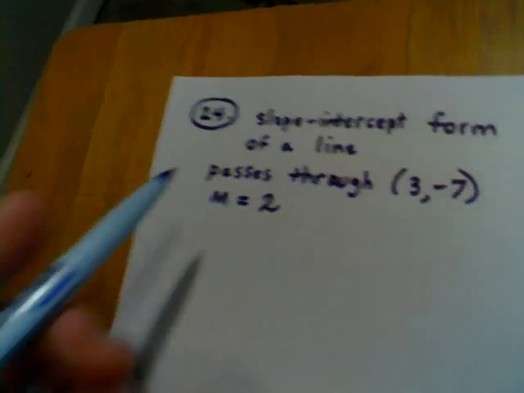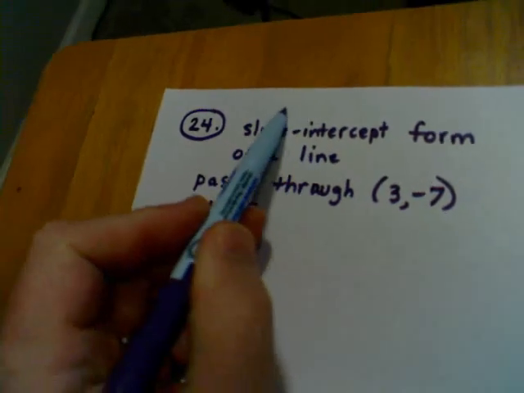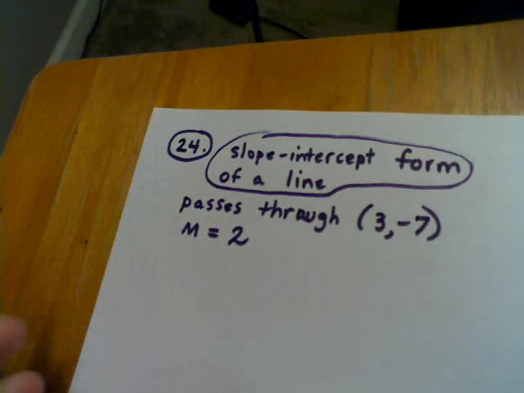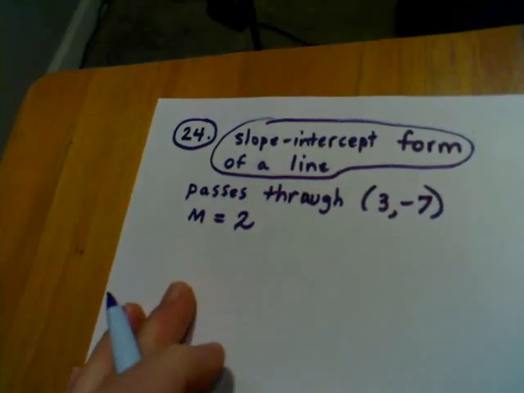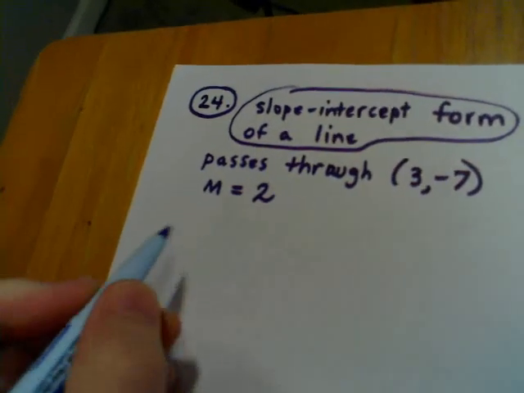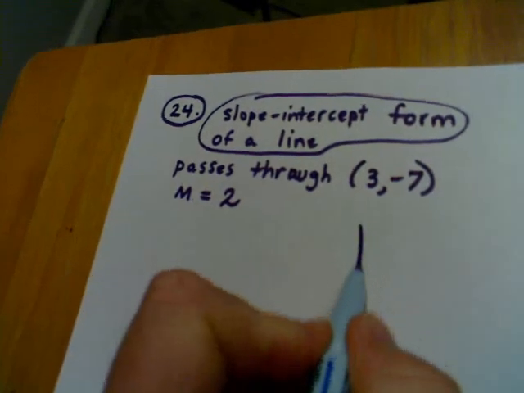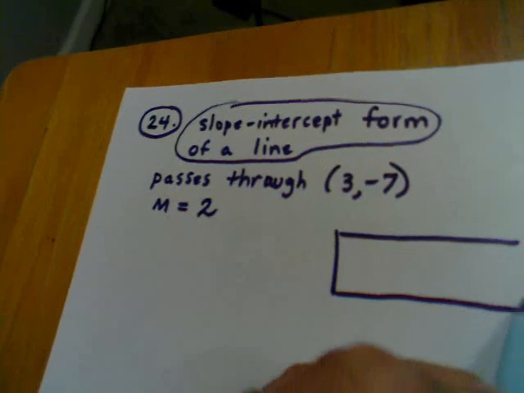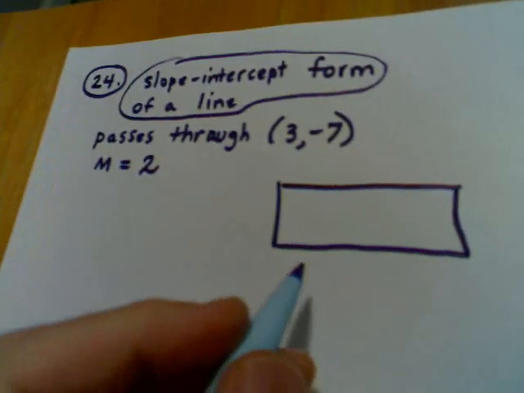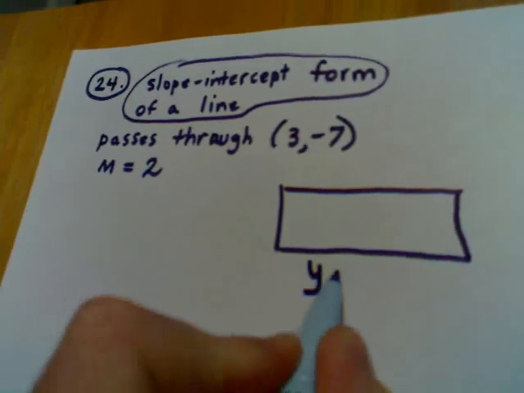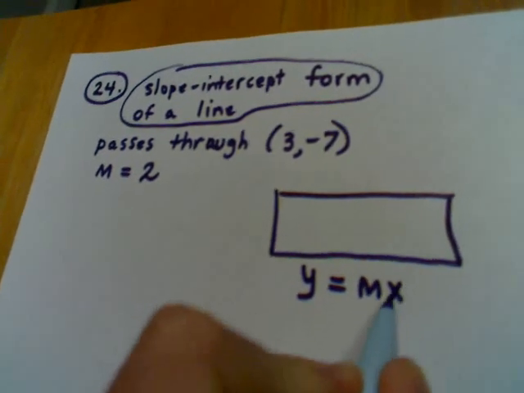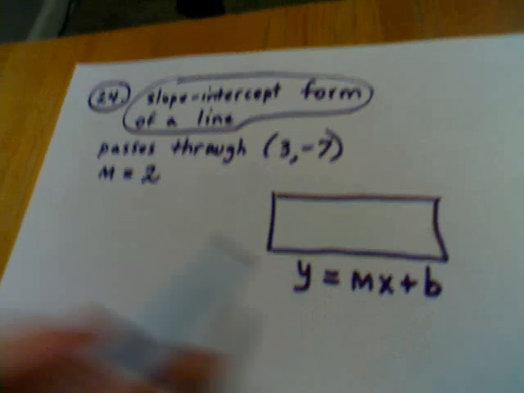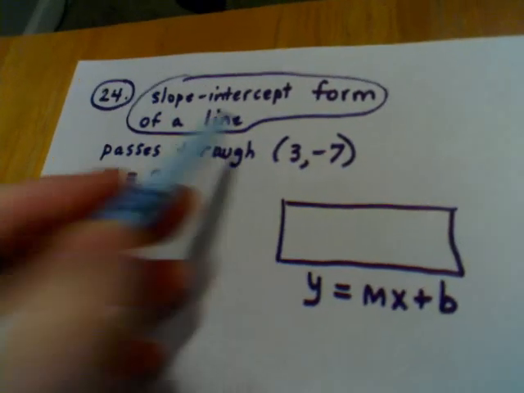Now, first thing you need to remember, slope-intercept form of a line, what does that look like? I hope in general you remember the answer. The final answer to this problem, I'm going to write it under this box: y equals mx plus b. This is what the final answer will look like, because that's what slope-intercept form is.